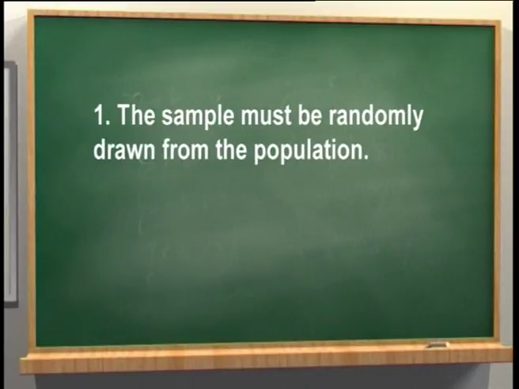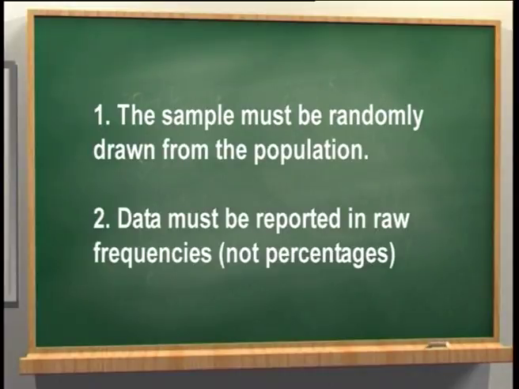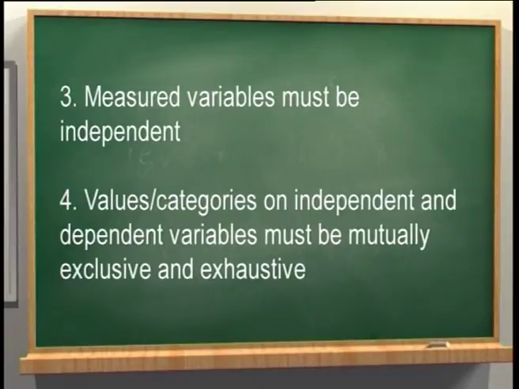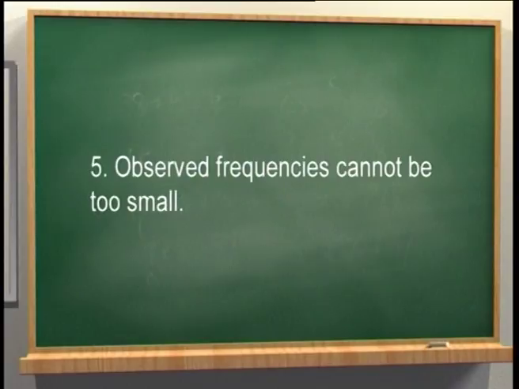1. The sample must be randomly drawn from the population. 2. Data must be reported in raw frequencies and not percentages. 3. Measured variables must be independent. 4. Values or categories on independent and dependent variables must be mutually exclusive and exhaustive. 5. Observed frequencies cannot be too small.